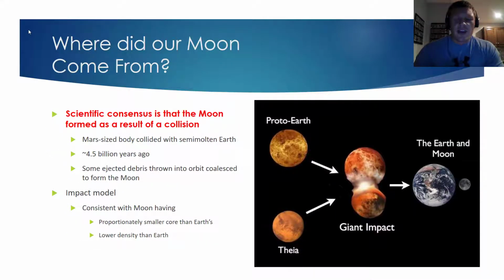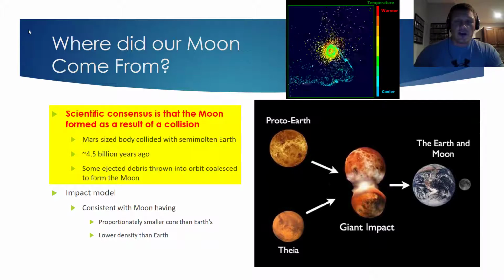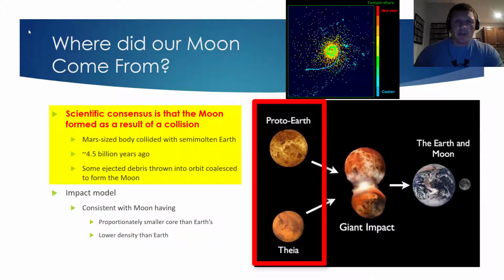Now I'd like to present to you the scientific consensus on how the moon formed. Earth's moon is far too big to have been gravitationally captured by our planet. And as I explained in the Nebular Theory video, early in the formation of our solar system, there were a lot of collisions occurring between very large rocky bodies. The scientific consensus is that the moon formed as a result of a collision between two of those large bodies.